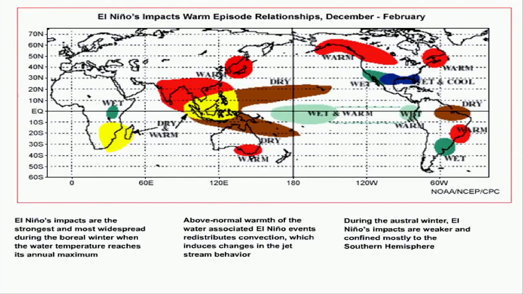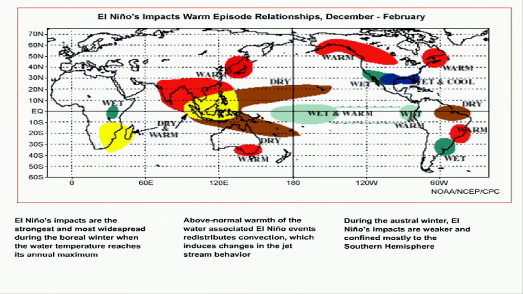Okay, so of course this is going to have an impact, as we said, because of the way it affects the position of the various zonal jet streams. And this is just a summary of some of the impacts that El Nino has, in other words the warm episode period, on weather patterns. And this shows the typical influence during a typical December-February period.